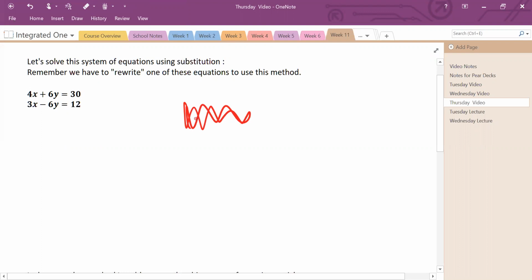In the last video we talked about using the substitution method. So let's practice that again, shall we? But since one of these equations is not in an x equals or y equals form, we need to rewrite it so it is, and we can use our method. So let's do that now.